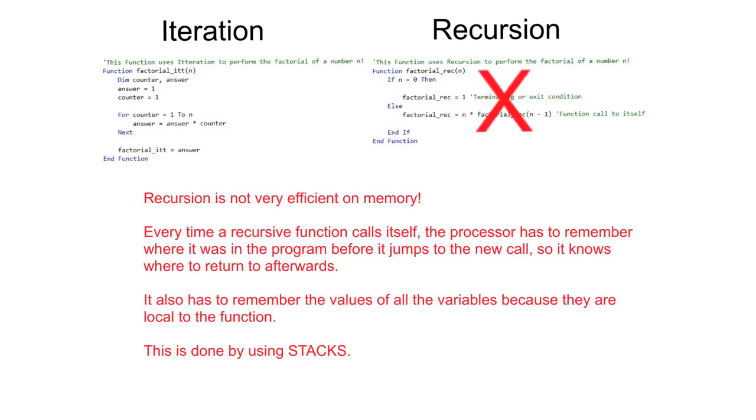Well, actually, in this circumstance, it's the version that's using the for loop. Recursion in this instance is not very efficient at all. Every time the recursive function called itself, the processor had to remember where it was in the program before it jumped to the new copy of the function. That's so it knew where to return to when it started to unwind. It also has to remember the values of all the variables because they're local to that copy of the function.